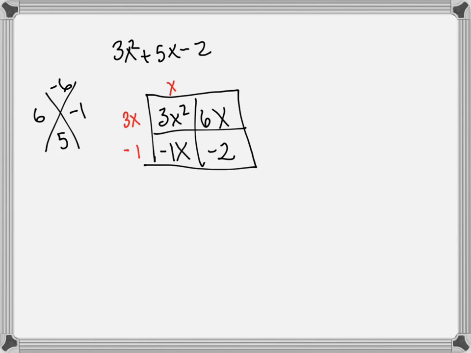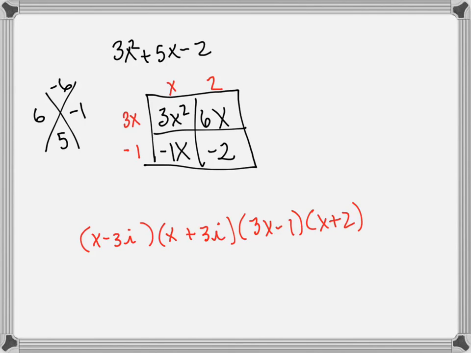3x times x gives me 3x squared, and 3x times 2 gives me 6x. So that factors to 3x minus 1 times x plus 2. I already had x minus 3i times x plus 3i. So I have 4 factors, 4 linear factors. And my zeros, I already know 3i and negative 3i.